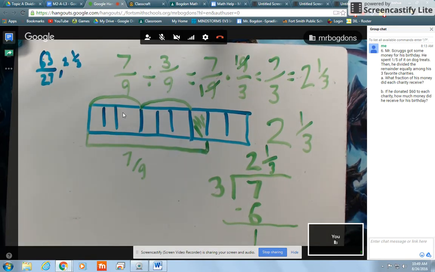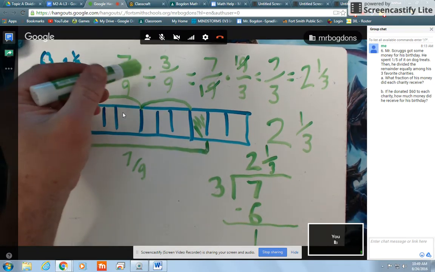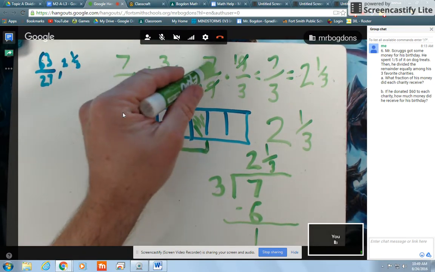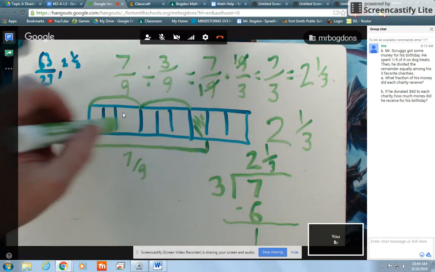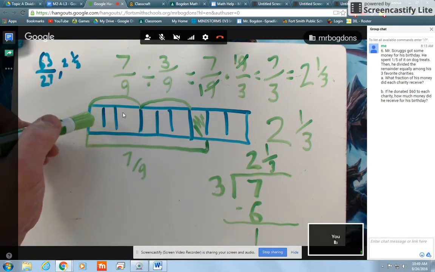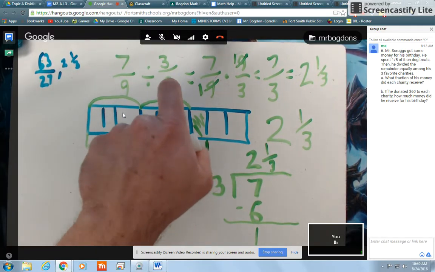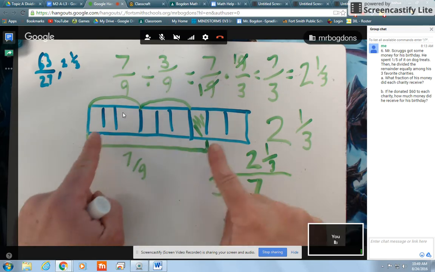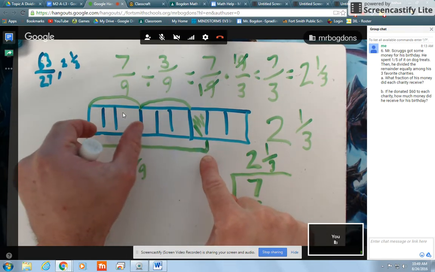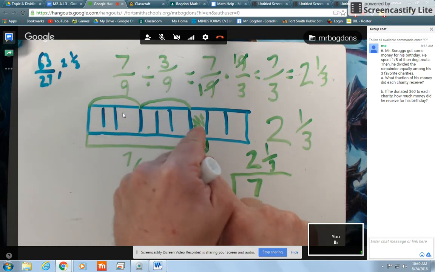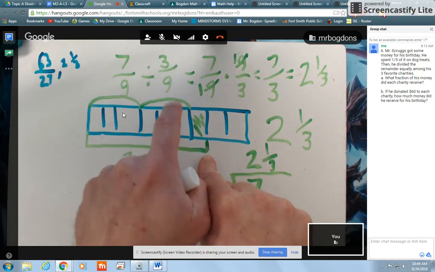So let's review it. The next time I'm about to give you another problem, what could we do? We can rewrite the division as multiplication. If I have a model, which you guys are going to have a model, you need to show how many groups of the divisor are in the dividend. I have 1, 2, and 1/3 group of the divisor in my dividend.